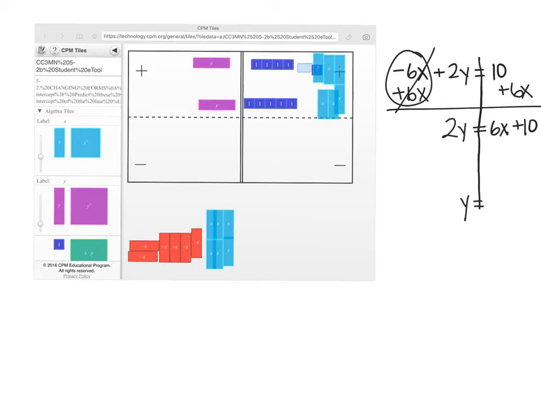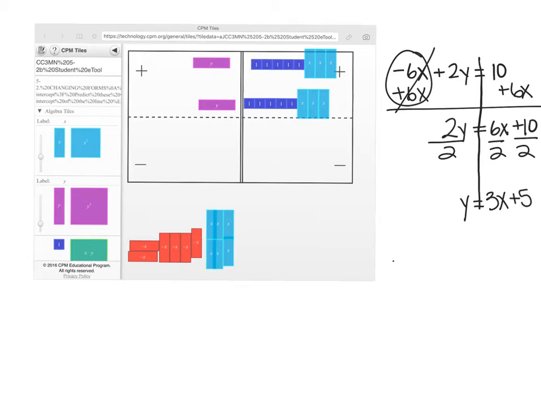All right, and I can see here now, when I divide up my unit tiles, that there are 5 unit tiles for each y tile. And then if I divide up my x tiles, I can see that there are 3 x tiles per y tile. So what I just did was I divided all of the terms into 2 separate piles. And that leaves me with 1y, or y, is equal to 3 x tiles and 5 unit tiles.